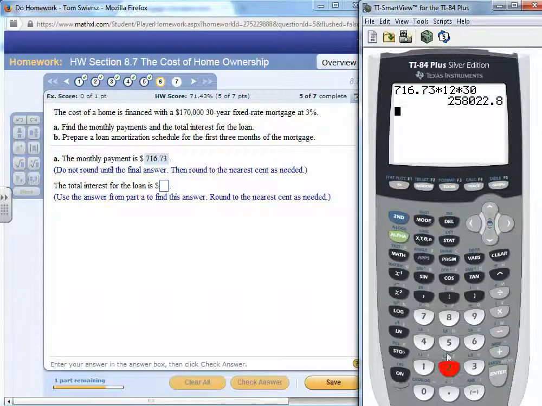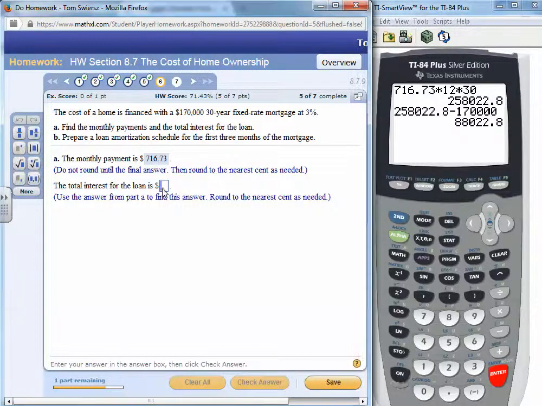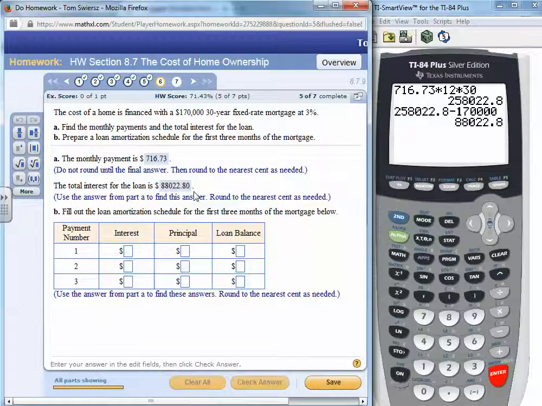So we'll take this value, $258,022.80, subtract the amount of the mortgage, $170,000. And the difference is $88,022.80. And again, that would correspond to the total interest. So that would be our answer for the second part of A, $88,022.80.